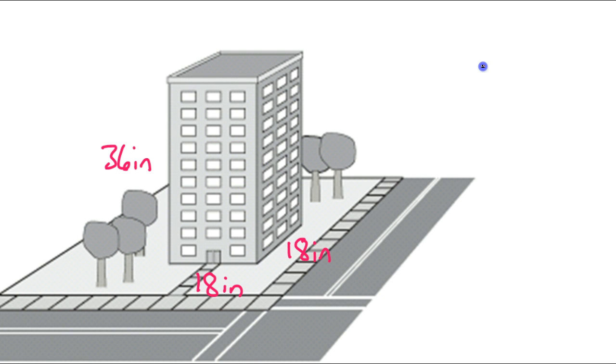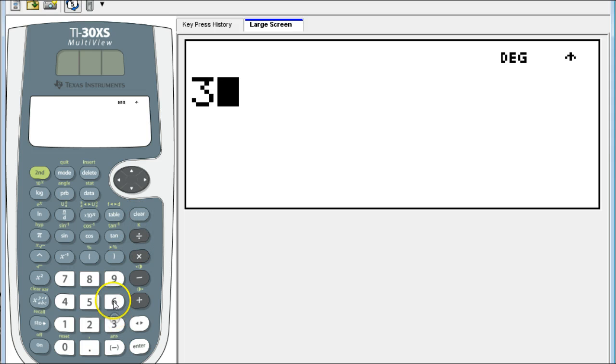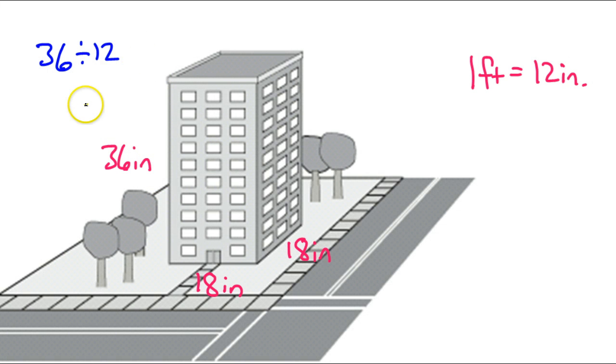So you know that 1 foot is equal to 12 inches, right? So for example, if I have 36 inches and I want to convert that to feet, all I have to do is find out how many times 12 goes into 36. So I do 36 divided by 12, and that'll tell me how many feet this is. Of course, 36 divided by 12 is 3. I'm just proving it to you. That's why 36 inches is the same thing as 3 feet.